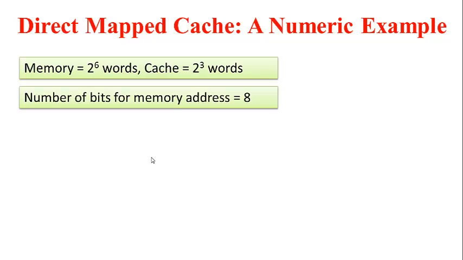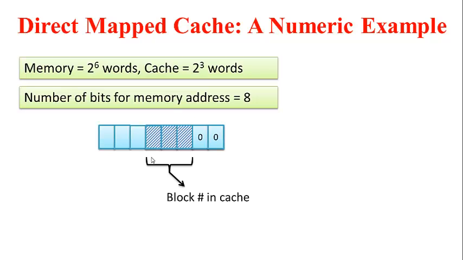Memory byte address is going to take 8 bits, since memory word address is going to take 6 bits. Let's say we number these bits 0 to 7, starting from LSB to MSB. Which bits are going to correspond to the cache block number? Here are the 8 bits of memory. The MSB 6 bits correspond to the word address, of which the last 3 bits correspond to the block number in cache.